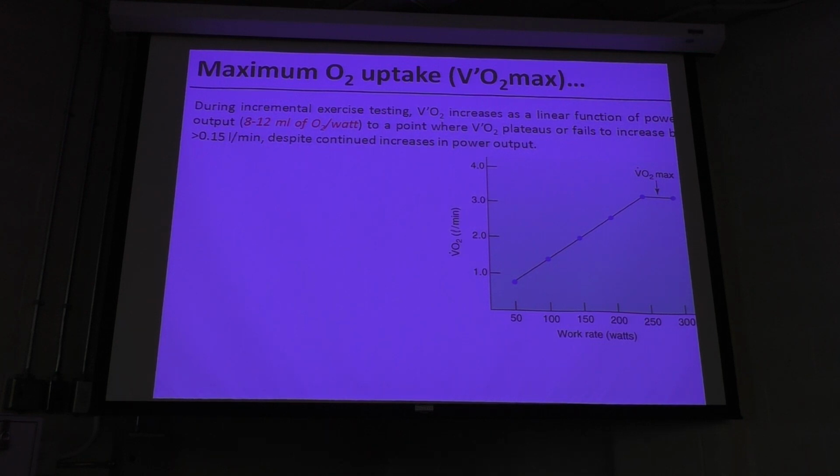And this will increase to a point where oxygen uptake plateaus or fails to increase, typically by greater than 0.15 liters a minute, despite continued increases in power output. So the muscle's oxygen uptake demands and ATP demands continue to increase, but VO2 plateaus and fails to increase despite increasing work rate by an amount greater than 0.15 liters a minute. In other words, you've reached your VO2 max.